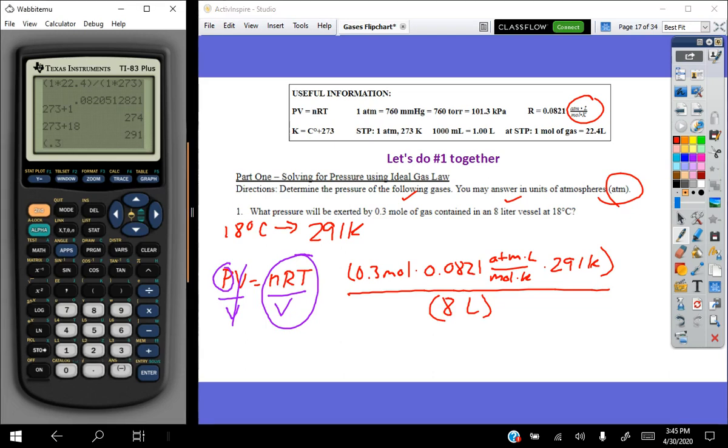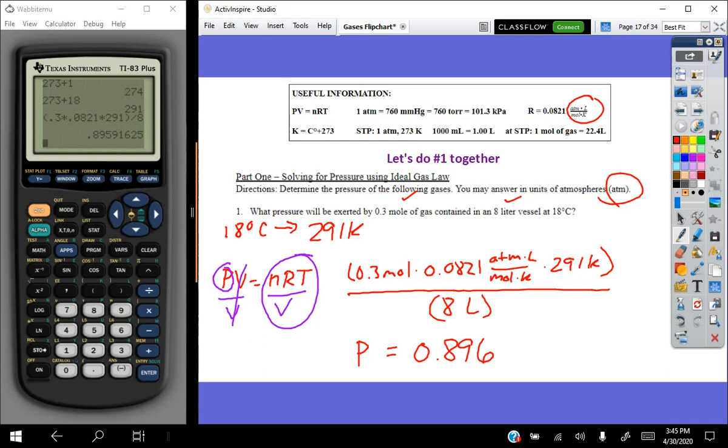So 0.3 times 0.0821 times 291 divided by, and notice I closed parentheses after that, divided by 8 liters. I get that my pressure is equal to 0.89, and I'll round to the third decimal place. 0.896.